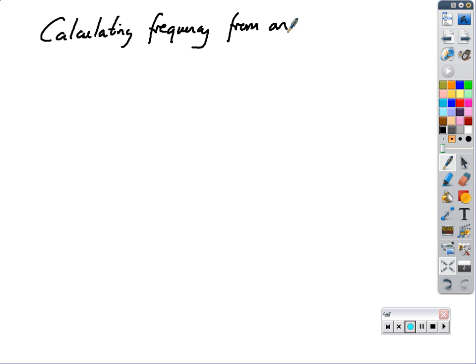Oscilloscope. Yeah, it's there. Calculating frequency from an oscilloscope.